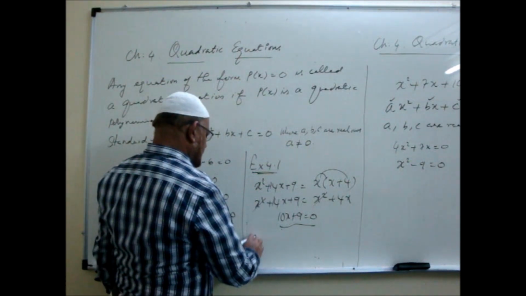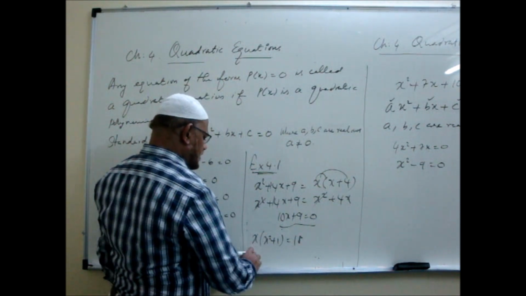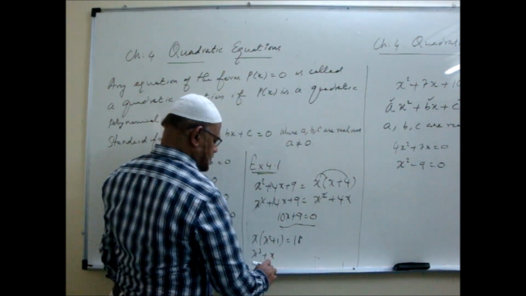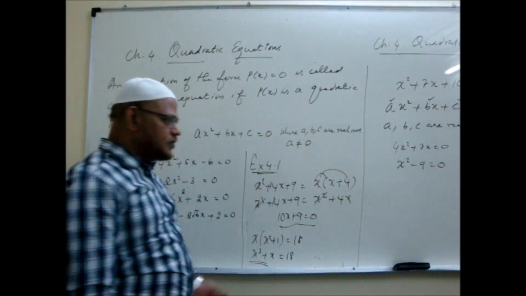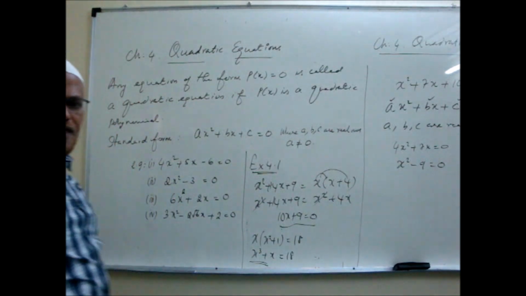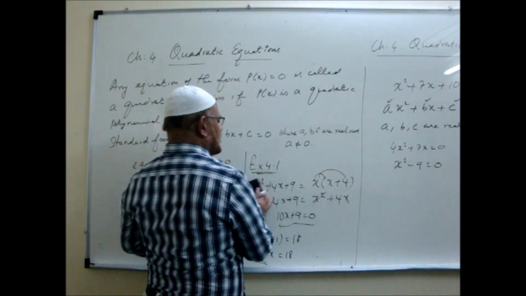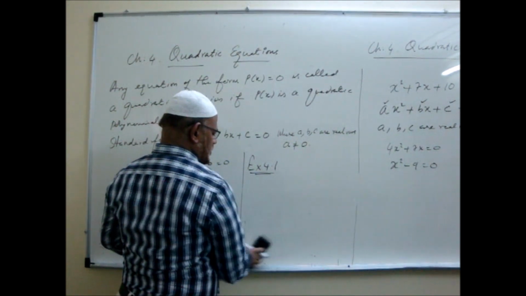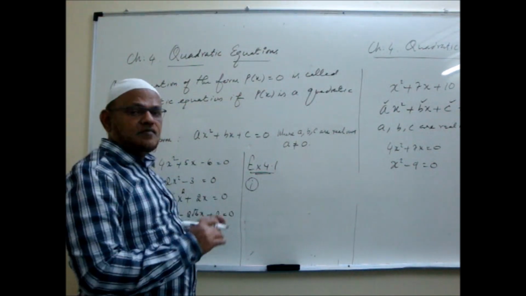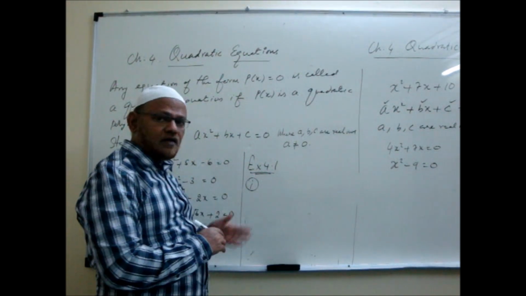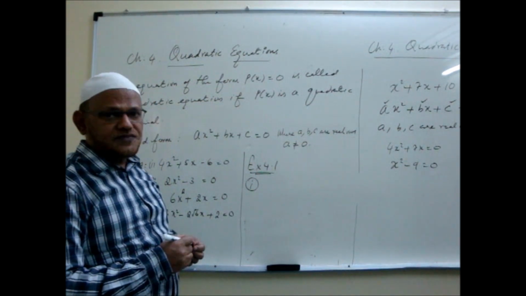Sometimes they will give you something like this: x into x square plus 1 equal to 18. So you check it. It becomes x cube plus x is equal to 18. It is cubic, not quadratic. So you check which is quadratic and which is not quadratic in this way. So you will do exercise 4.1, question number 1. You are just checking, completely simplifying and telling whether this is quadratic or not. This you have to do by yourself.